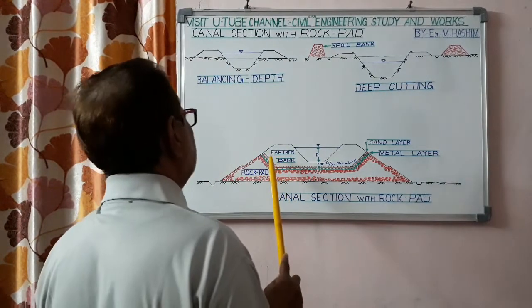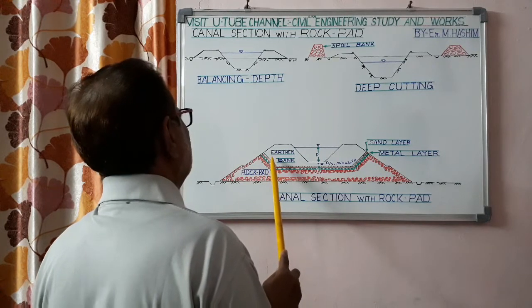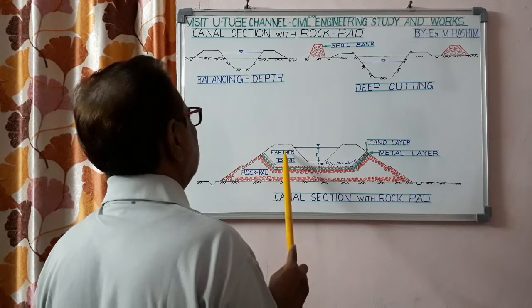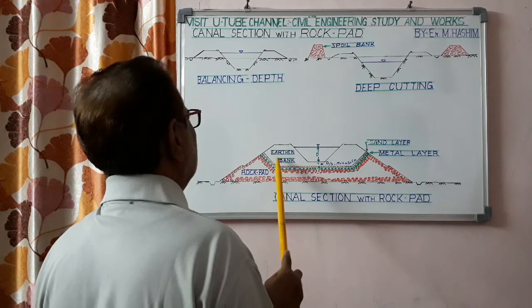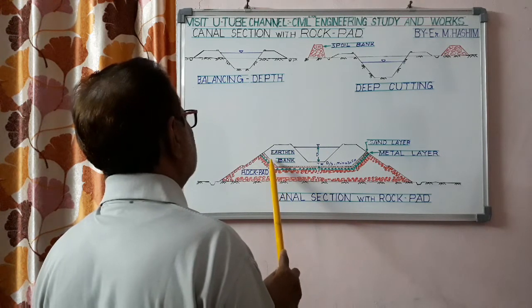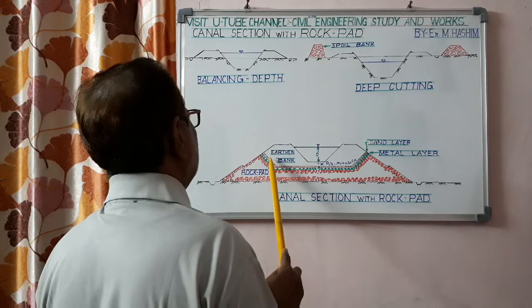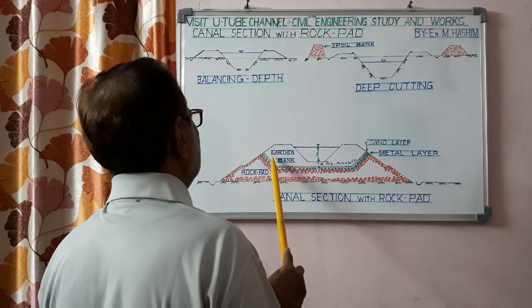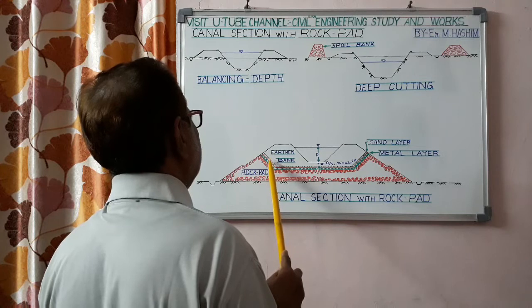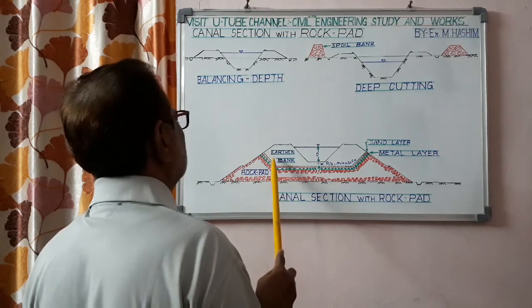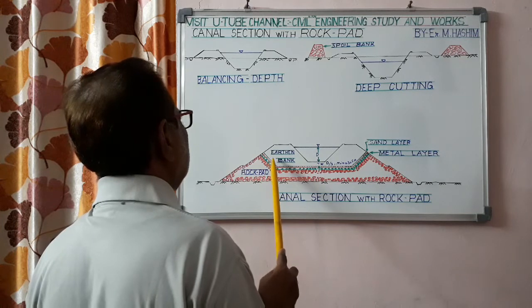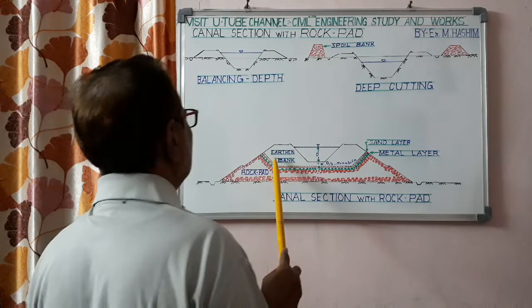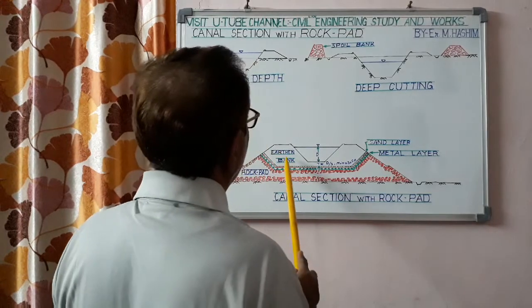This filter layer should be such that any water received from the earthen embankment should pass through the sand layer, but the sand should be such that it should not pass the earthen particles or soil particles, otherwise this earthen embankment will be eroded, and this embankment will fail.